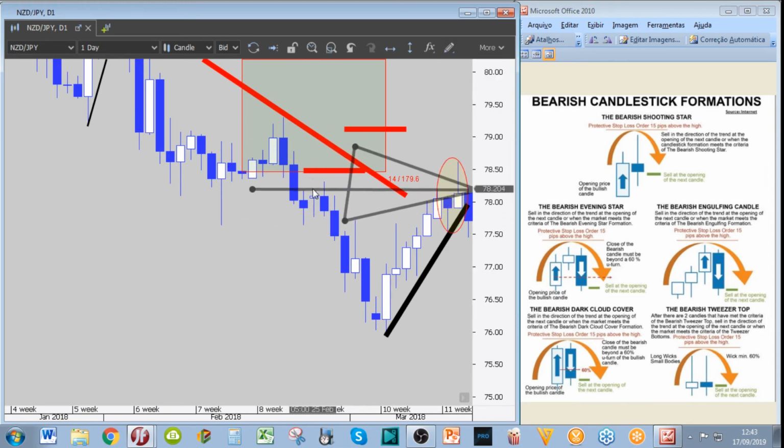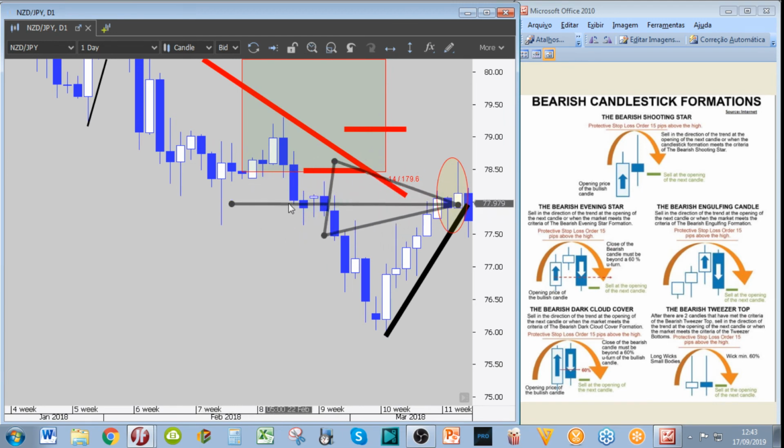another bearish candlestick formation. Which one is this, everybody? Look at the picture on the right. What do you think? Which one is this? Is this the shooting star? Is this the evening star? Is this the bearish engulfing? Is this the dark cloud cover? Bearish tweezer top? What do you think?